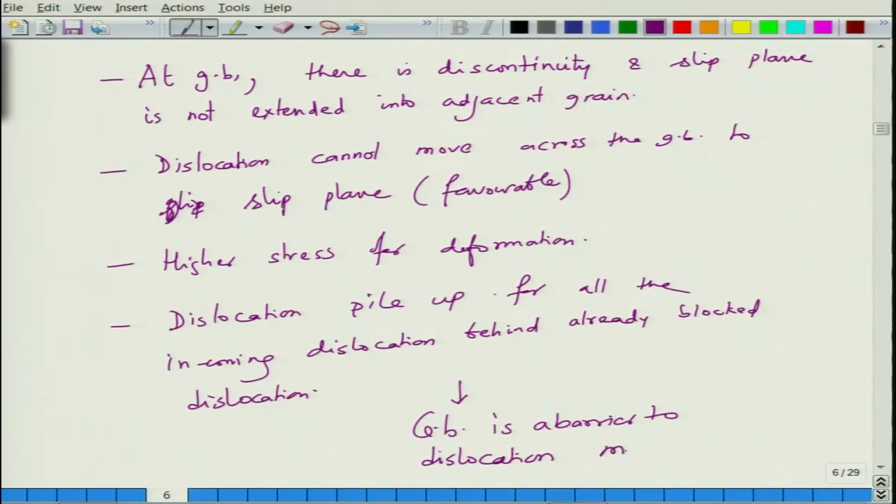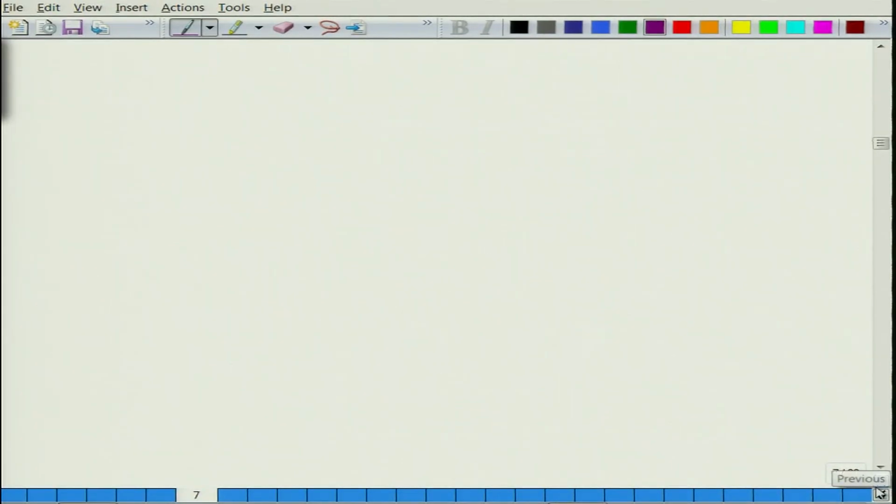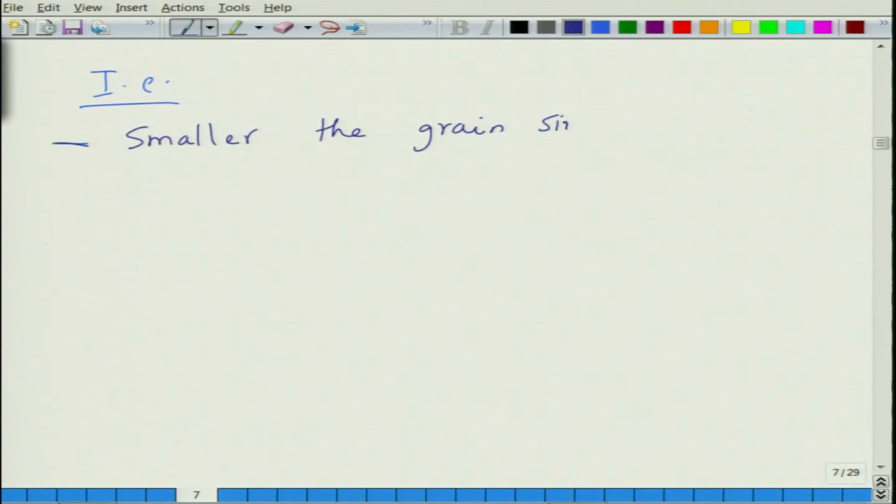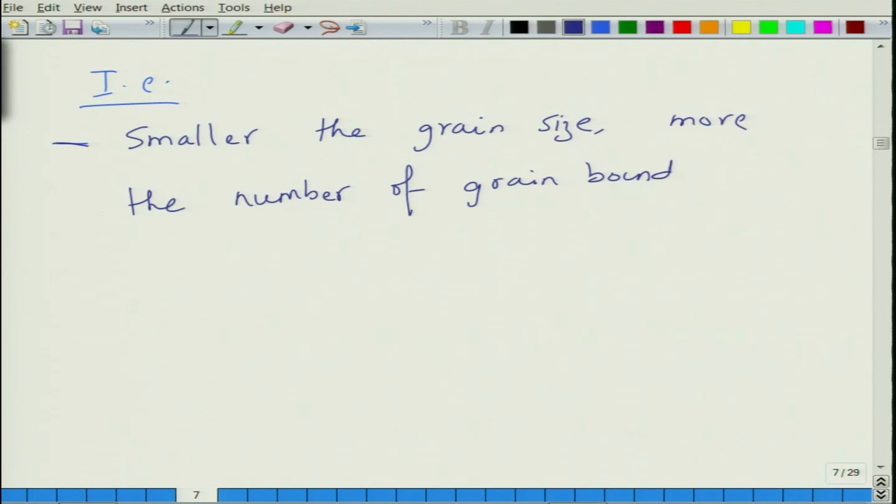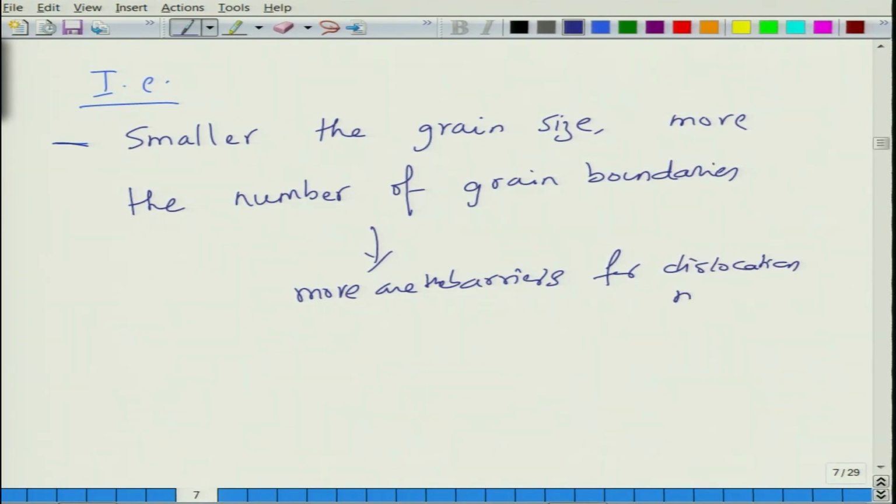So, this suggests that if we decrease the grain size, what it implies is that the smaller the grain size, the more the number of grain boundaries, and that means more are the barriers to dislocation motion, and hence higher stress.